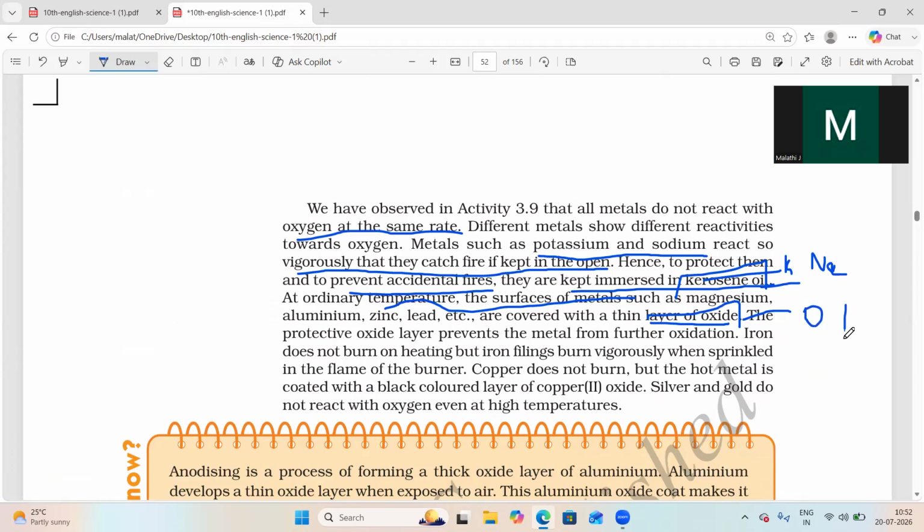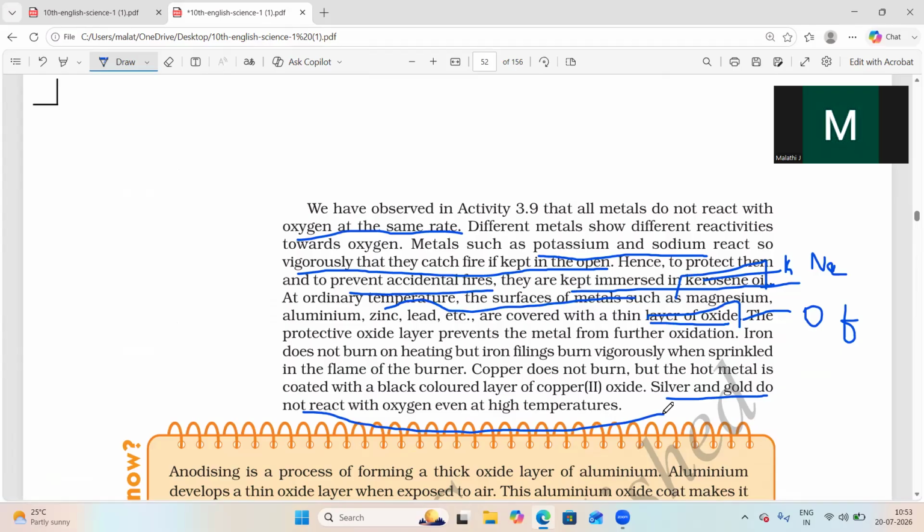A few metals have an oxide layer so that they cannot react easily. Then if you take gold, silver or platinum, they do not react. That is why we can wear them. Nothing will happen if we wear gold and silver, so they are used to make ornaments. They will not react with oxygen even at high temperature. So gold and silver do not react easily. The metals that do not react easily with oxygen are silver and gold.